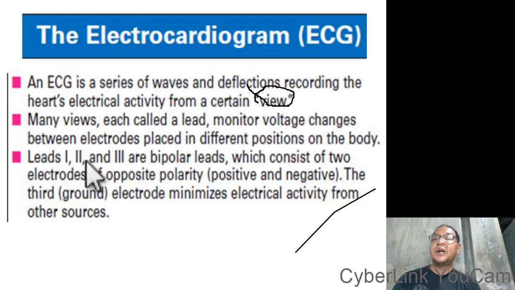So first we have leads 1, 2, 3. Leads 1, 2, 3 are bipolar leads, which consist of two electrodes of opposite polarity, positive and negative. So remember, leads 1, 2, and 3 are bipolar because they have positive and negative polarity. The third, ground electrode minimizes electrical activity from other sources.